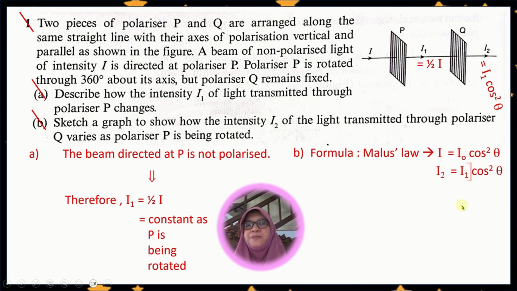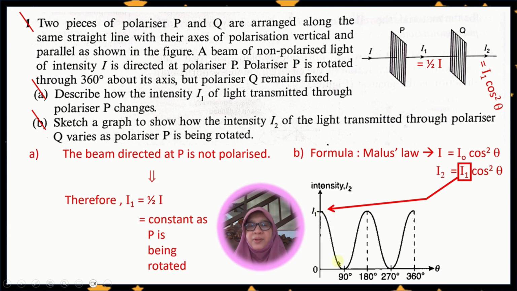So the graph is a graph of cosine squared. It is positive because every value that we square is positive. So that's why we draw it on the positive side, and it's a cosine. At least draw a complete one cycle until 360 degrees. And don't forget to mark the amplitude of the graph, which is given as I1, and also the starting point 0. So this is the graph of I2 against angle theta.